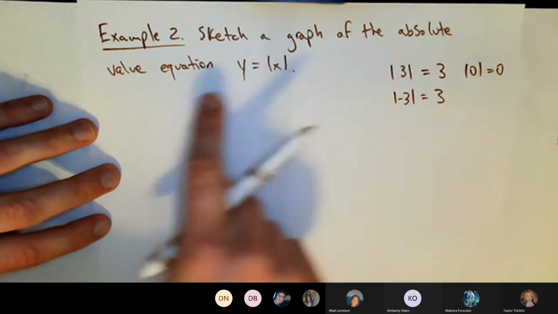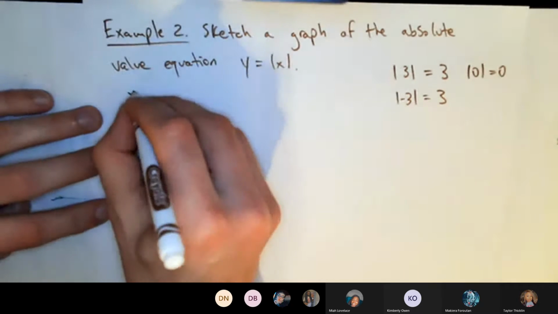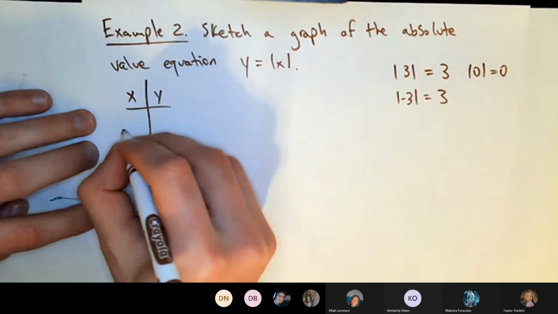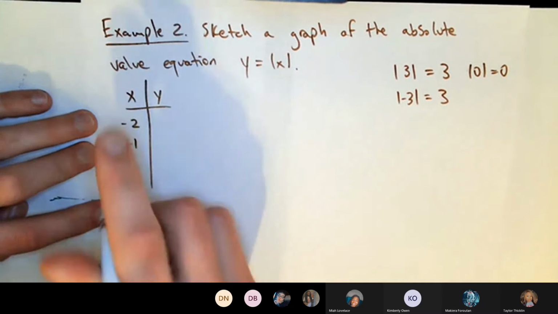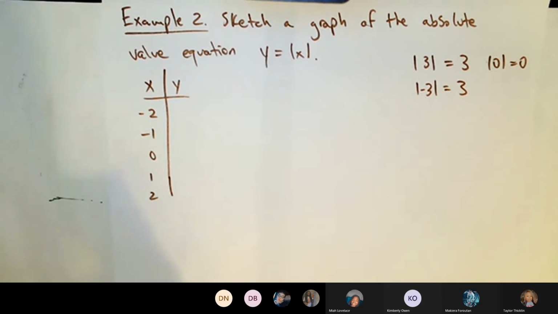Okay, so how do we sketch a graph of the absolute value function? Let's make a table of values. And let's do -2 for x values, -2, -1, 0, 1, and 2. Just like we did before.